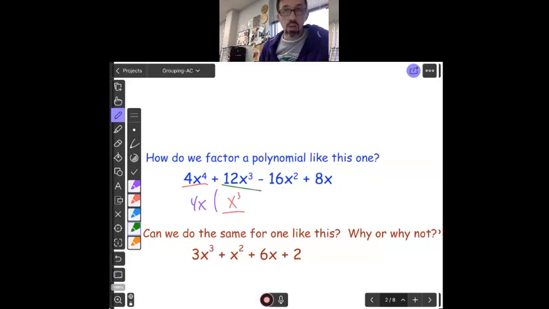So then what do we multiply 4x by to get 12x cubed? We need a 3 and we need 2 more x's. What do we multiply 4x by to get negative 16x squared? Well, we need a negative 4 and then 1 more x. And then what do we multiply 4x by to get 8x? By 2. So there's that idea of factoring by GCF. You pull something that's common out of everything. Can we do the same thing here?